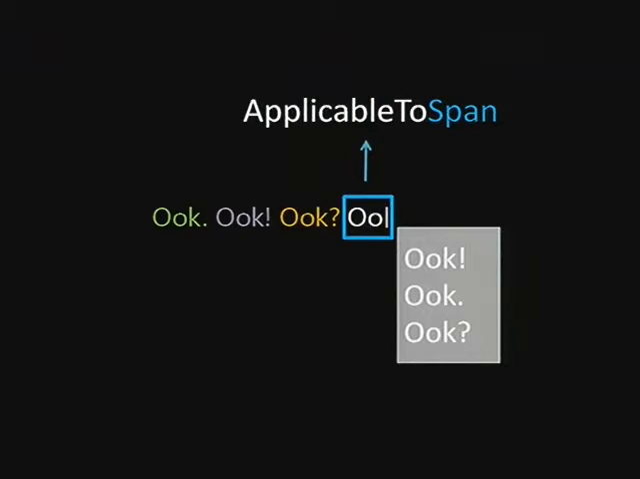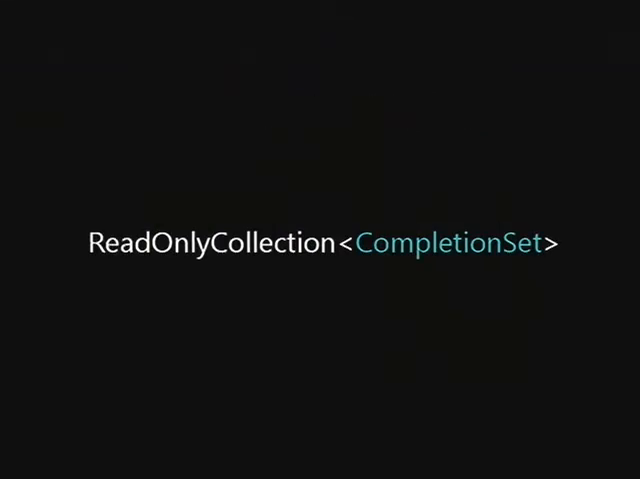When I actually say I want this, I press tab or whatever the case may be, and I want to replace whatever I've written. So the applicable to span is basically saying, I'm going to replace whatever text I've typed, this span of text, with whatever my completion insertion text is. And instead of returning back a list of objects, what we actually return back is this thing called a read-only collection, which is basically just a list of completion sets.